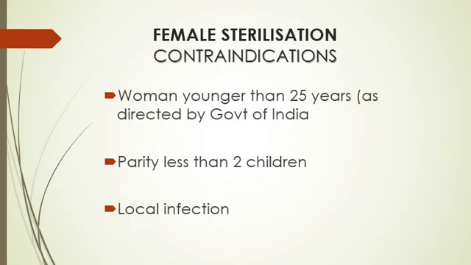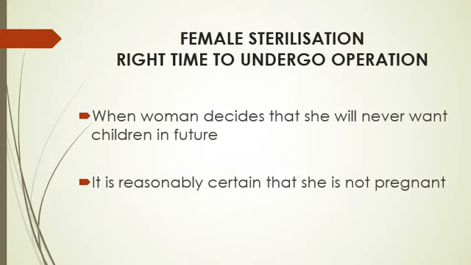Contraindications are not many. As per the government of India, a woman younger than 25 years should not undergo female sterilization. Parity less than 2 children, but now it has been brought down to minimum 1 child. And if there is local infection, then female sterilization should not be done.